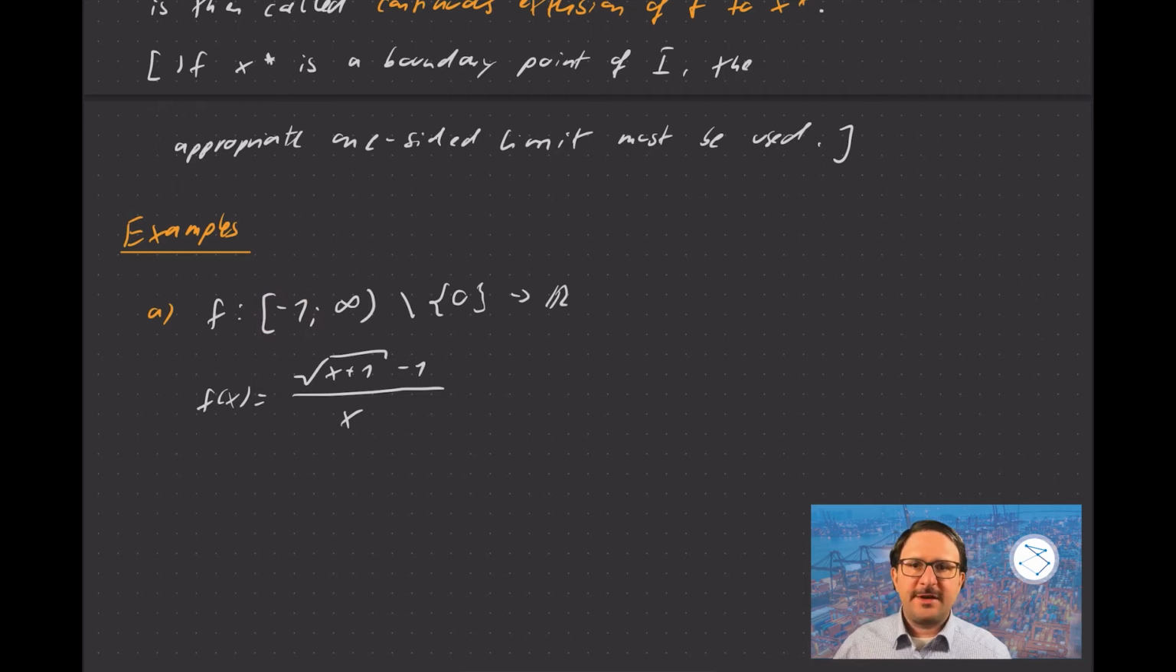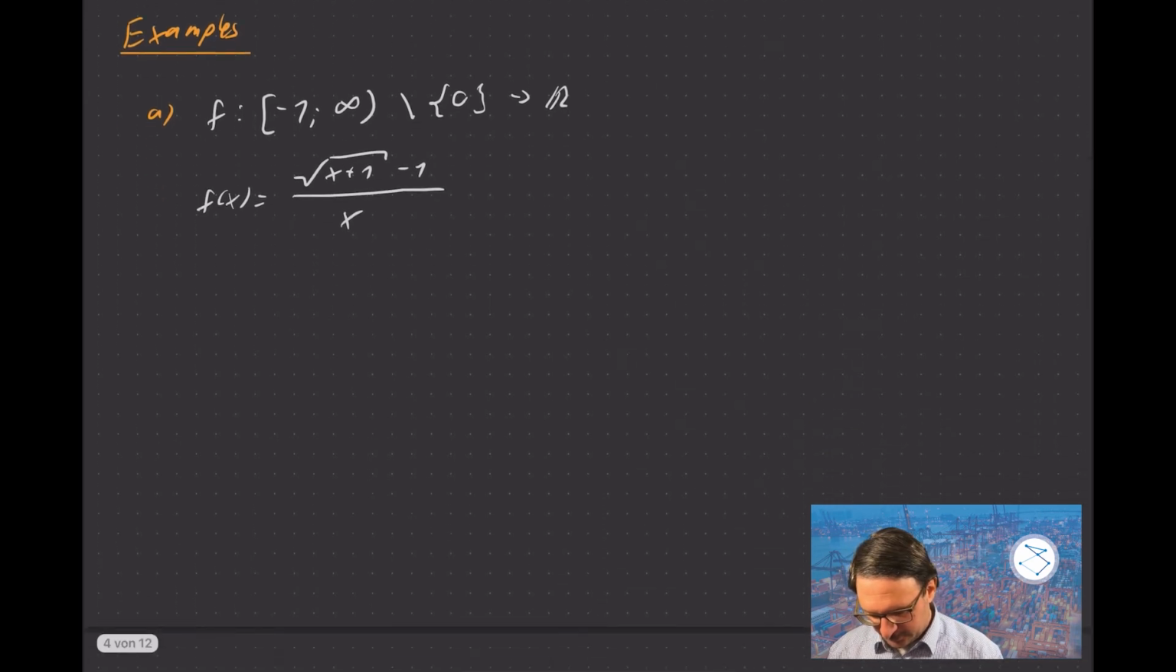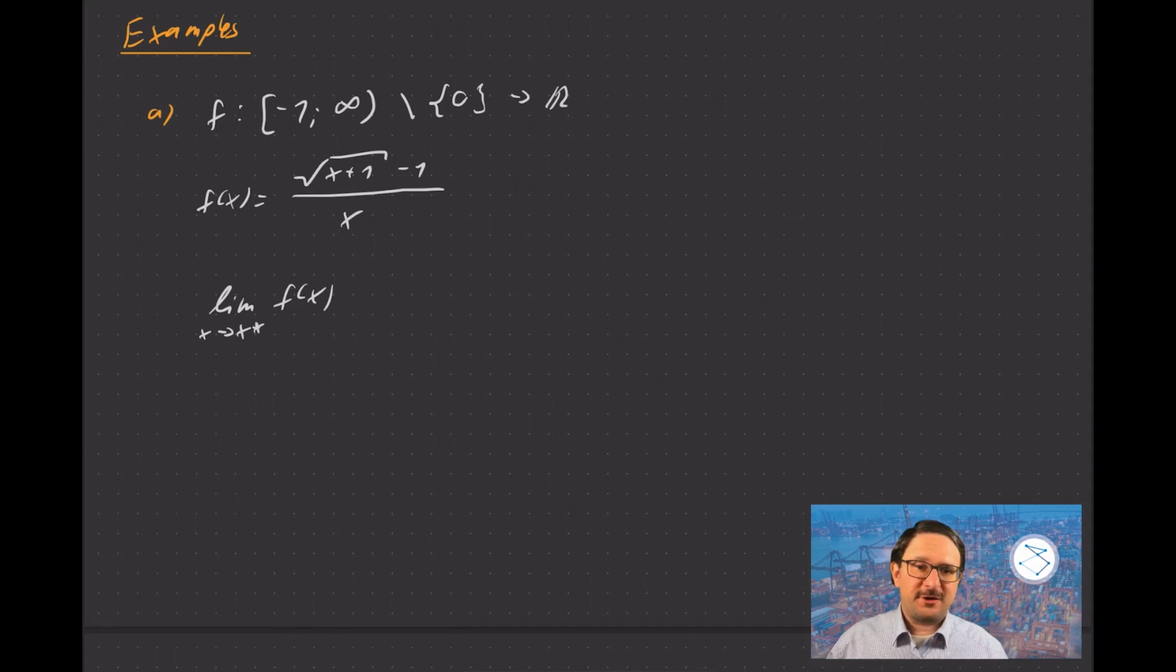Now the question is, does the function have a continuous extension? So we need to ask, is there a limit of f at the point 0? So let's have a look at that. Want to determine the limit. Now this might look familiar if you have watched some other videos already, but just for the sake of completeness, let me give a brief summary of how that limit can be computed.